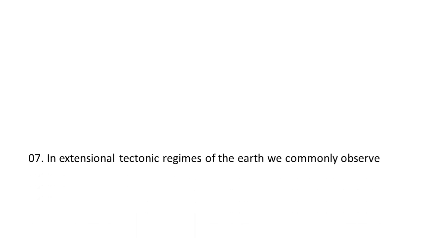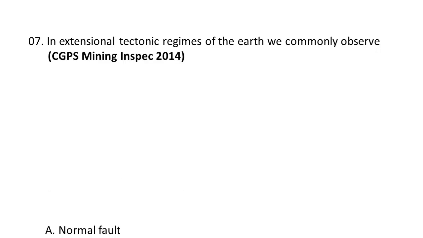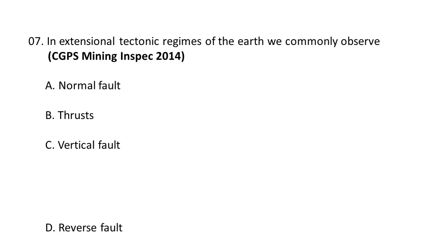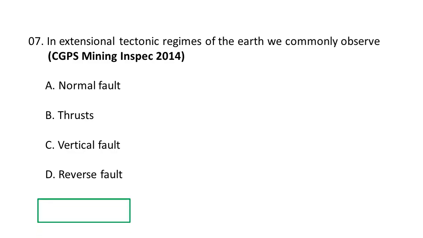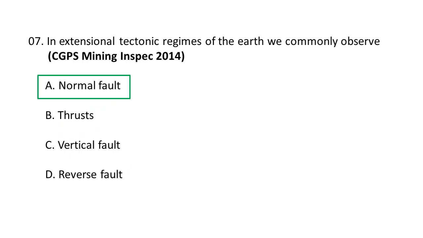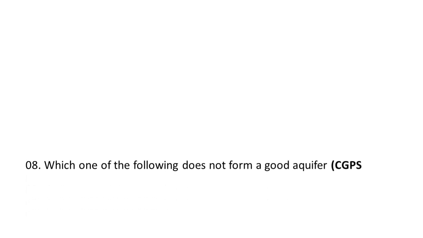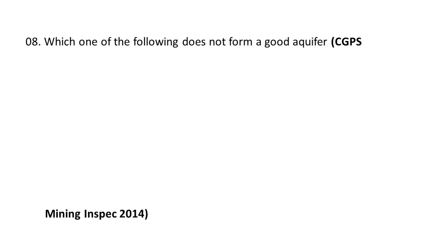Next question. In extensional tectonic regimes of the earth, we commonly observe: A. Normal fault, B. Thrust, C. Vertical fault, and D. Reverse fault. So the correct option is A, normal fault. Normal faults are commonly observed in extensional tectonic regimes of the earth. A normal fault is a dip slip fault where the block above the fault moves down relative to the block below.